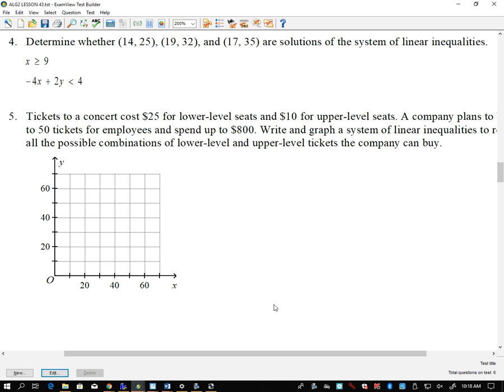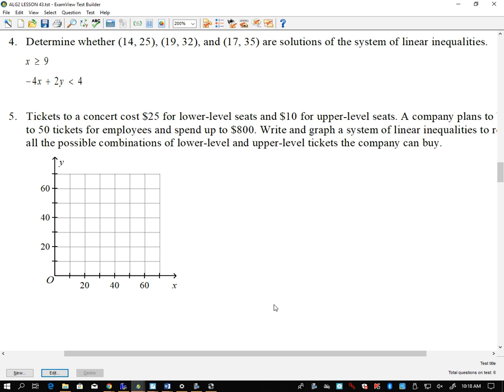Determine whether these points are solutions to the linear inequalities. Notice here it just has an x value, right? So in these coordinates, which coordinates am I actually going to plug in? What parts of the coordinates am I going to plug in to test for x is greater than? I'm going to plug in 14, 19, and 17, right? Are all those numbers greater than or equal to 9? It appears that all of those would be solutions, correct?